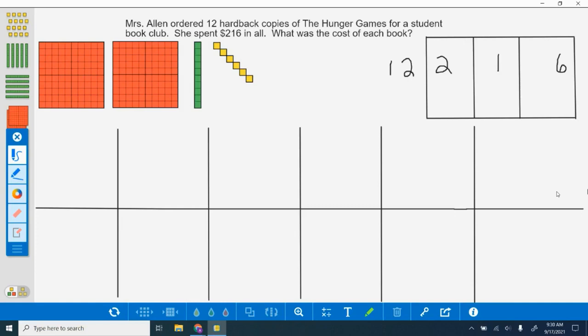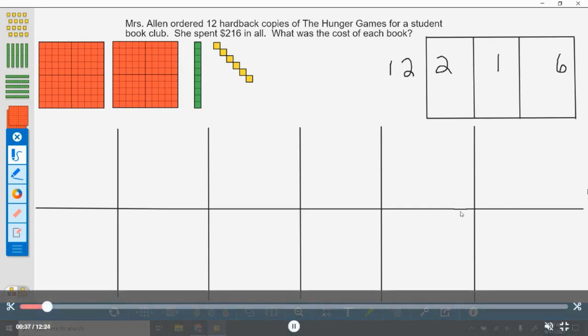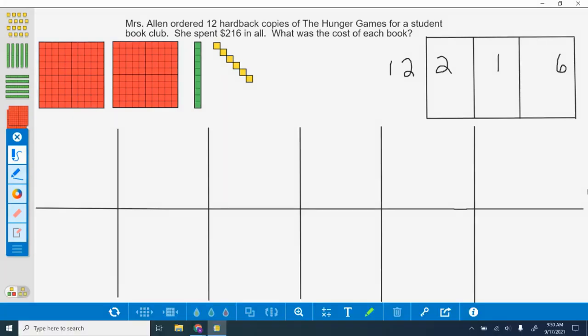Mrs. Allen ordered 12 hardback copies of The Hunger Games for a student book club. She spent $216 in all. What was the cost of each book? Well, let's take a look at what we already have here on the screen.